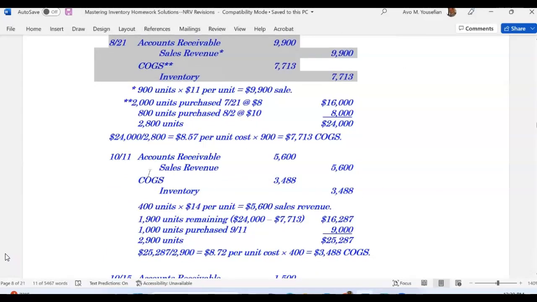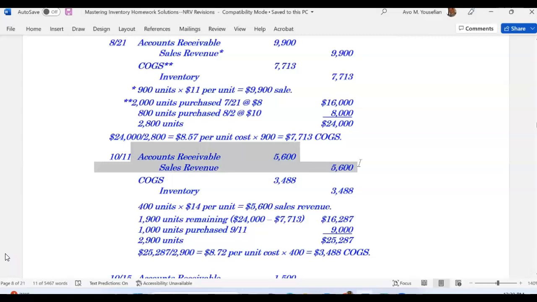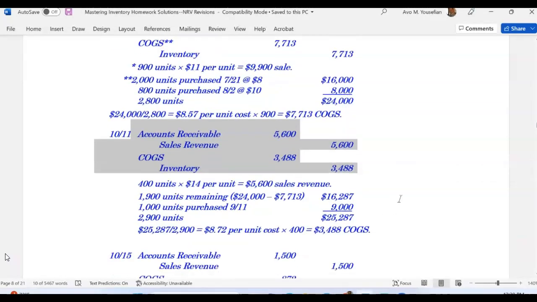The second journal entry is the same thing again. You debit accounts receivable, you credit sales, but because it's perpetual, obviously you have to do a second journal entry, which is updating your cost of goods sold, debit cost of goods sold, and reducing your inventory, which is credit inventory. So this is the journal entry, okay? And the dollar amounts, again, we will see on Excel. Here is the solution anyway, but we will look at the Excel.